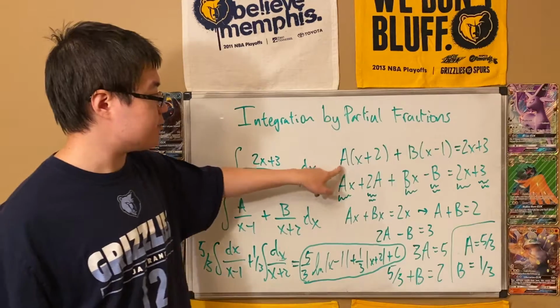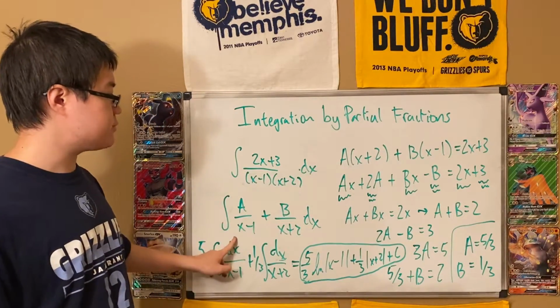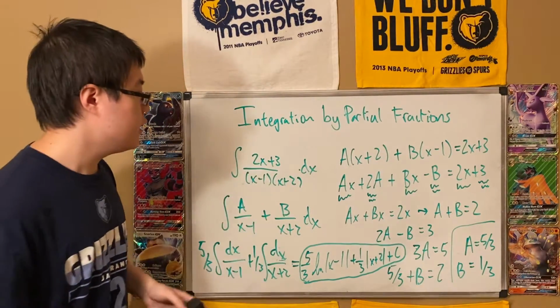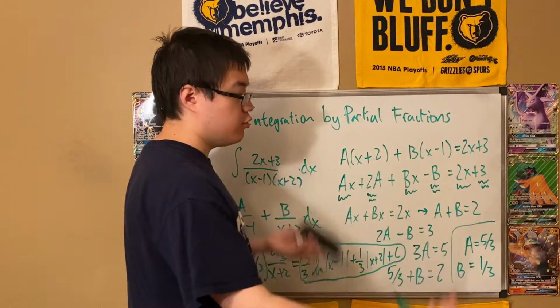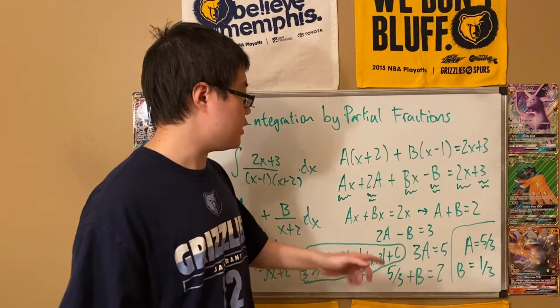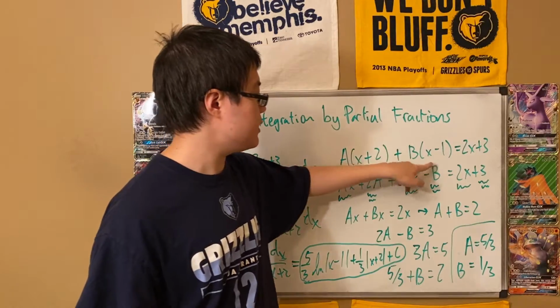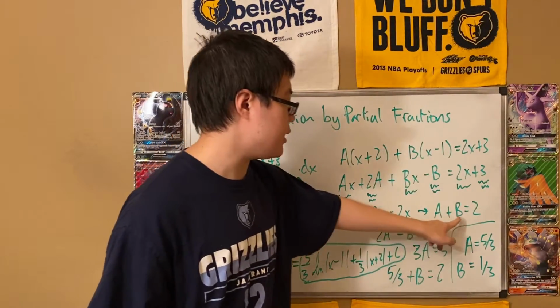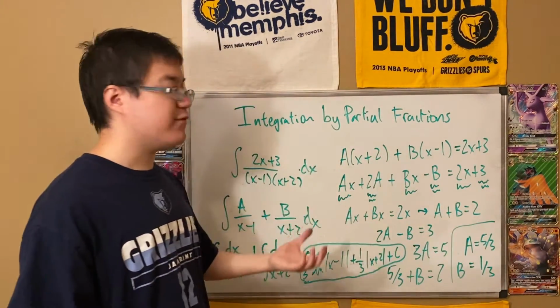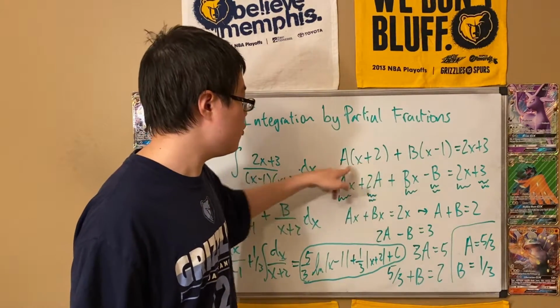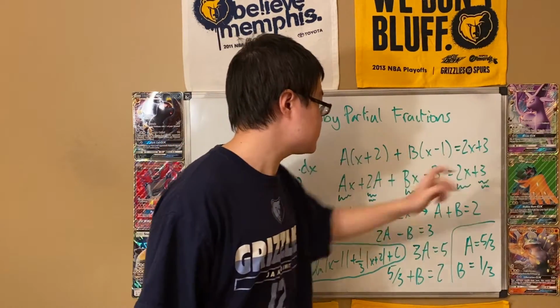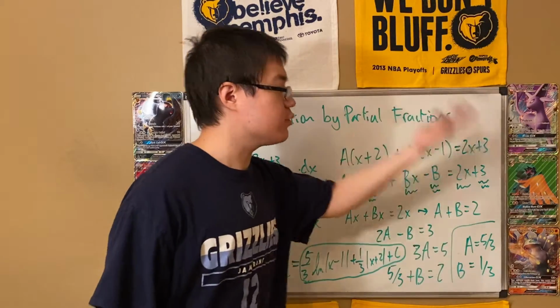So we're going to have a times x plus 2 plus b times x minus 1 equals the original. Then you set two new equations. You're going to have an x equation, so it's going to be ax plus bx is equal to 2x. That gives me that a plus b equals 2. And then you have your not x equation: 2a minus b plus 3 equals 3.